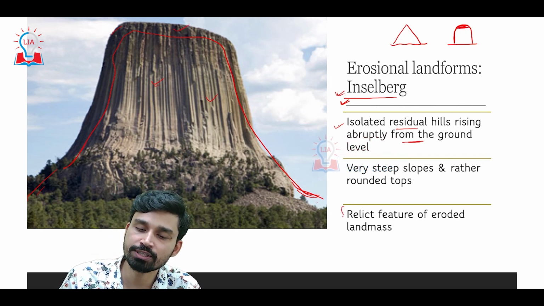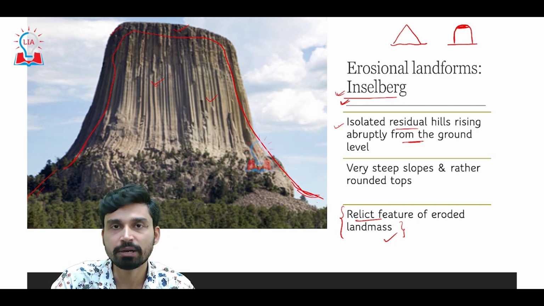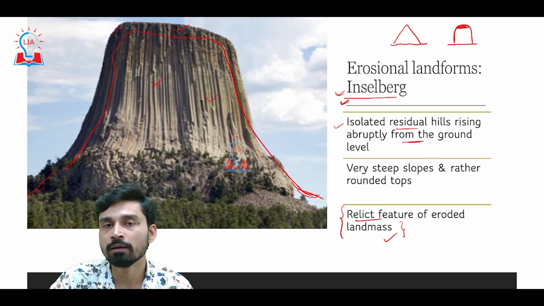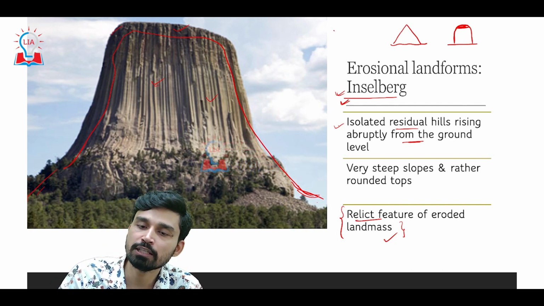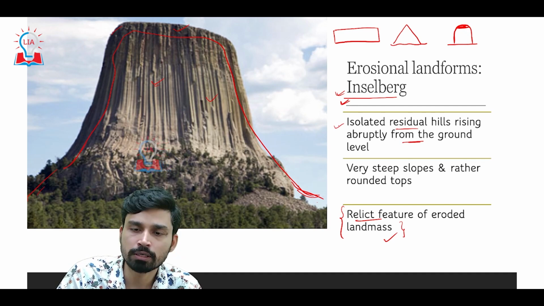Many times geologists considered Inselberg as an example of relict feature or residual feature of eroded landmass. Let us try to understand this. Geologists believe that at an earlier point in time there must have been a large plateau-like structure in this particular area. And within this plateau-like structure, we have different types of rocks. So maybe it is possible that a large part of the plateau is made up of softer rocks.